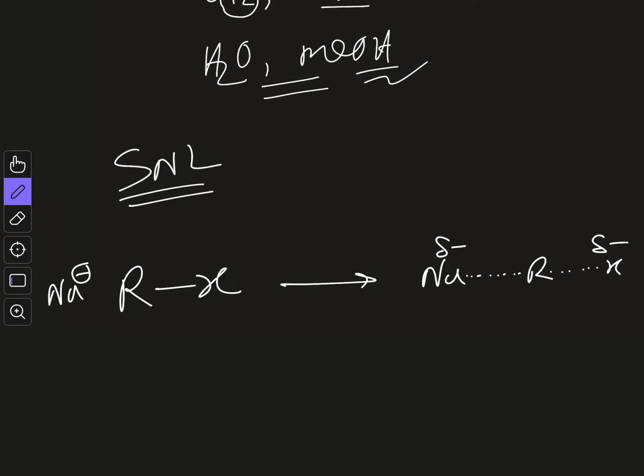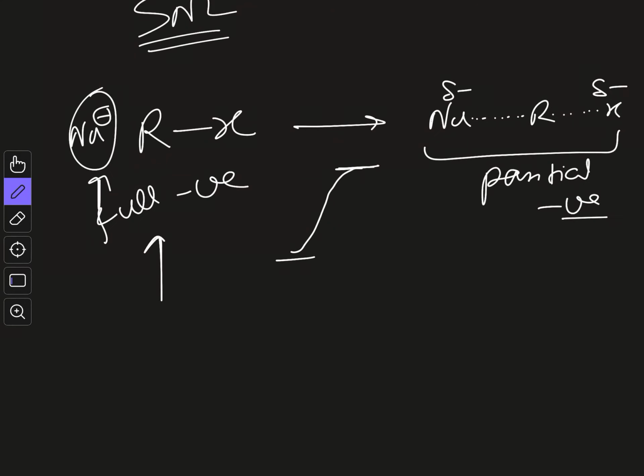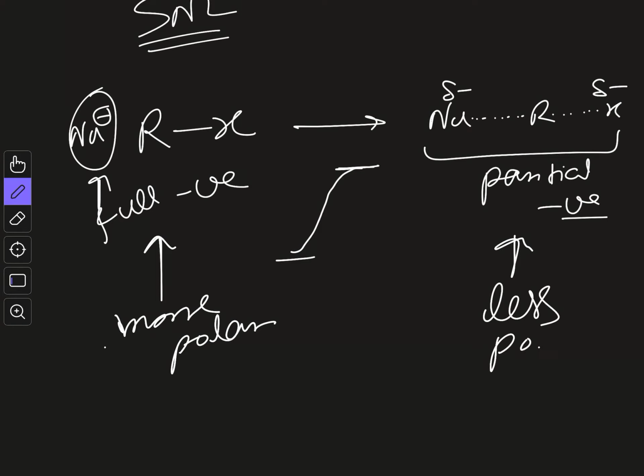Here you have the full negative charge, which is distributed throughout the molecule as a partial negative charge. So as you go from the starting material to the transition state of the reaction, you actually spread out the negative charge. That means the starting material in this case is more polar and the transition state is less polar.